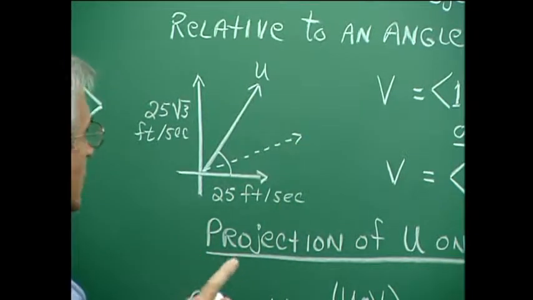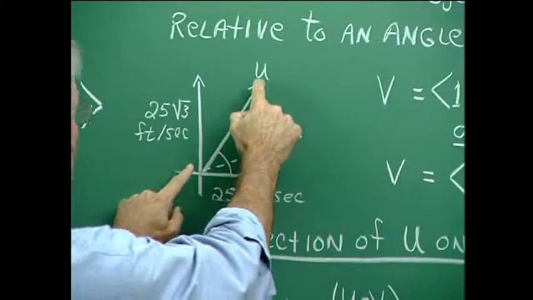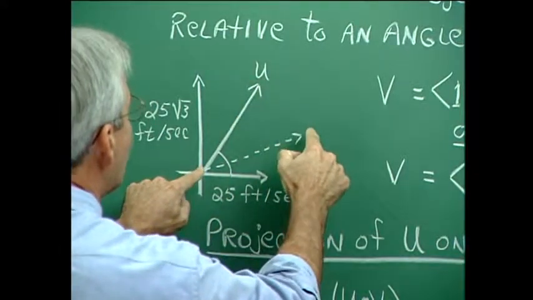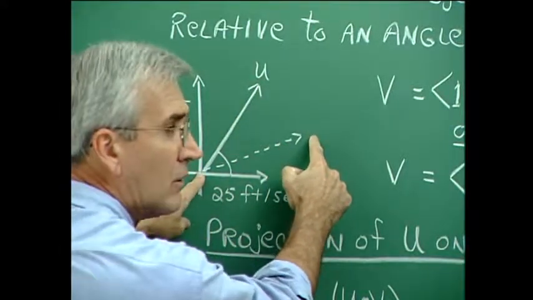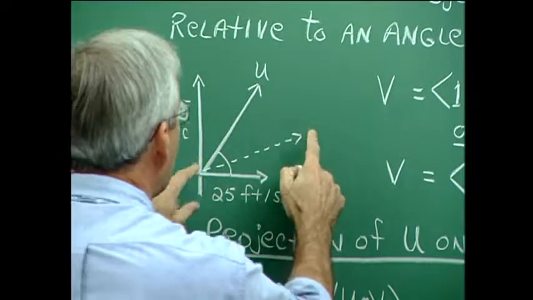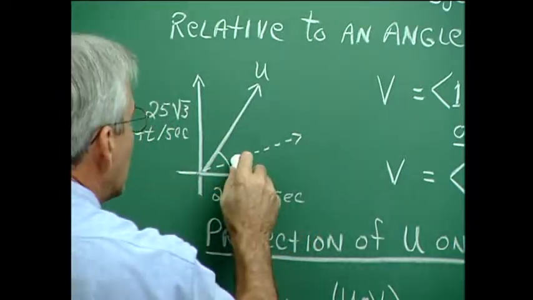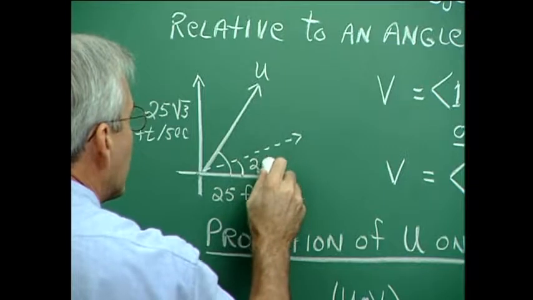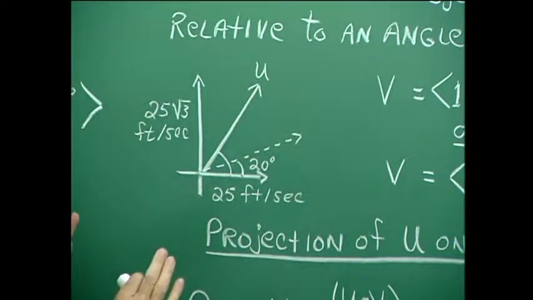So what we want to do is project this vector onto that line or that vector. And again, we'll have a magnitude. The direction is, we know, to be 20 degrees here. So that's what we're aiming to do.